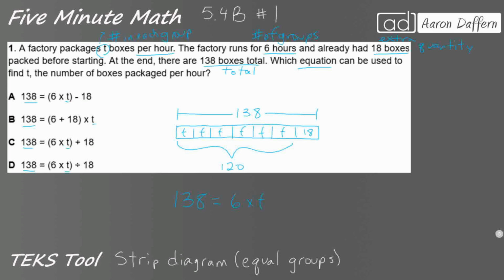And then what am I doing with that 18? I'm just going to add that on to the end. You don't really need parentheses using order of operations because you're going to do addition afterwards, but it doesn't hurt to put it in there. And so we see that, and our answer is going to be C.